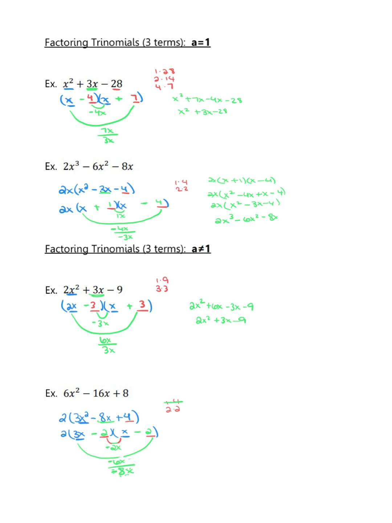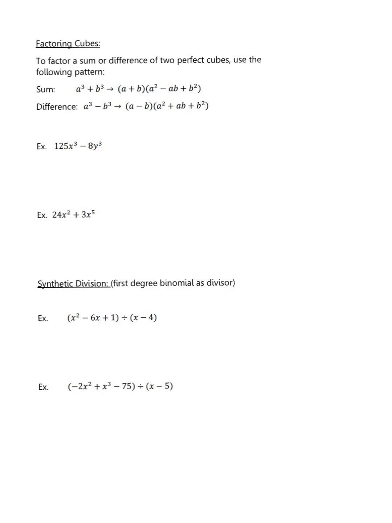And then we'll multiply it all back together. So 3x times x is 3x squared minus 6x minus 2x plus 4. And then distribute the 2, 6x squared minus 16x plus 8. Matches the original. Alright, and then in Unit 6, we introduced the sum and difference of cubes.